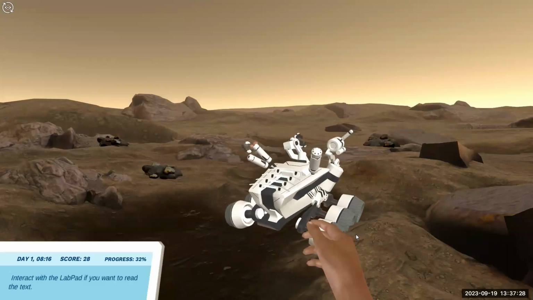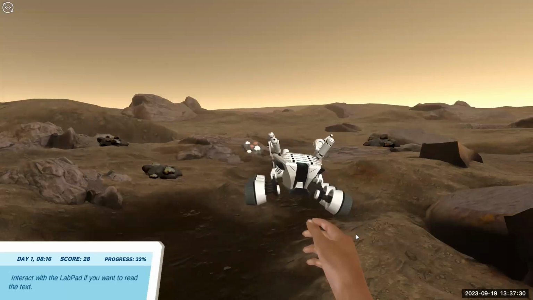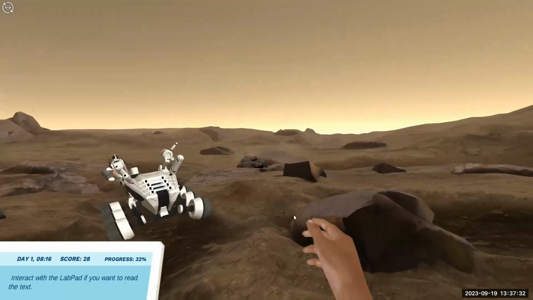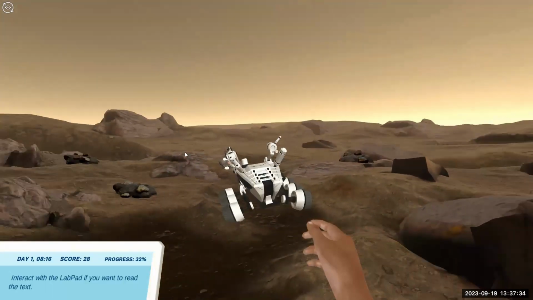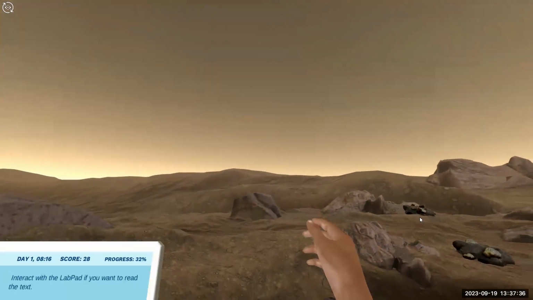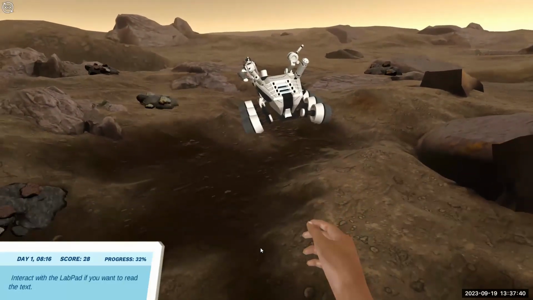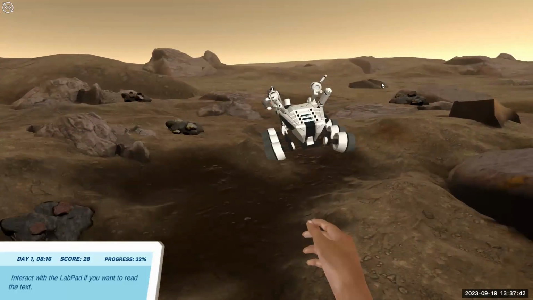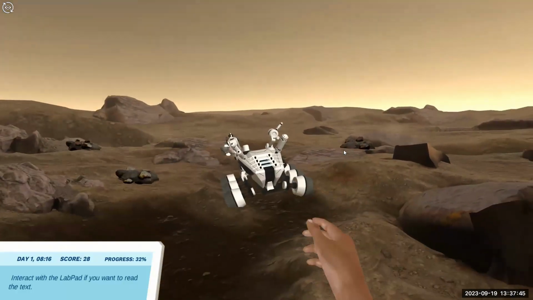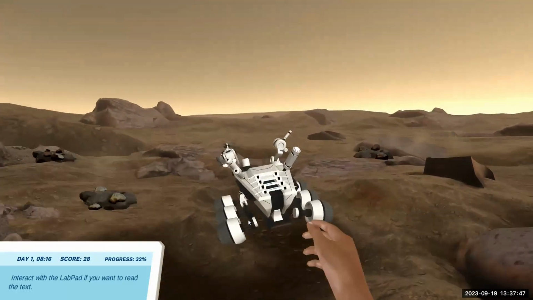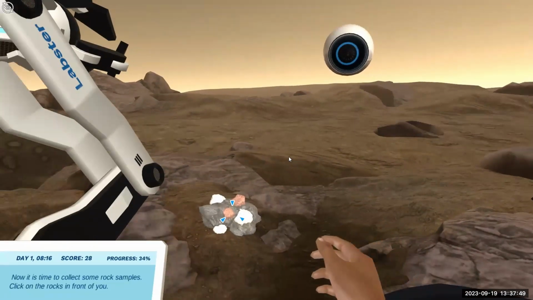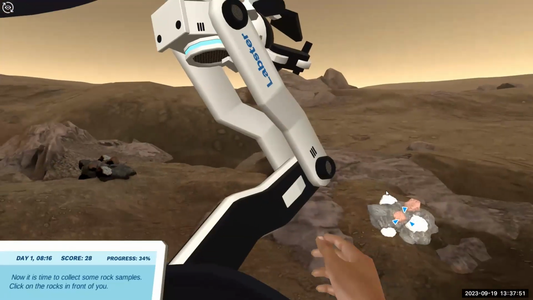Behold the beautiful yet eerie scenery of this exoplanet. In this hostile environment, the Labster rover is on a mission to determine if this planet is or was suitable for life. The rover's robotic arm can pick up rock samples. Now it is time to collect some rock samples. Click on the rocks in front of you.